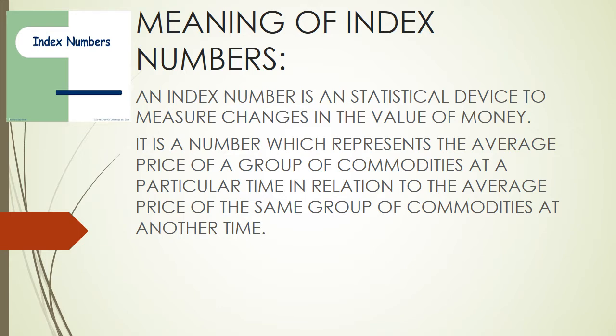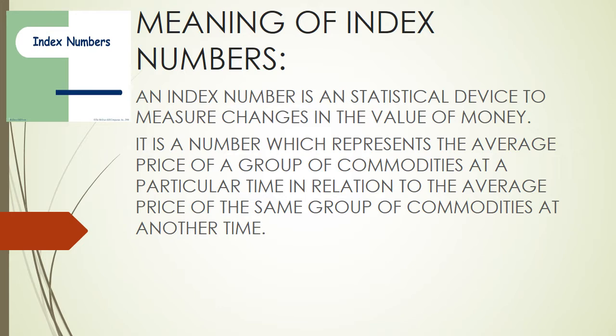So the value of money today was not the same before and will not be the same in the future. The value of money will keep on changing. In order to measure the changes, we use index numbers. Next, they say that it is a number which represents the average price of a group of commodities at a particular time in relation to the average price of the same group of commodities at another time.